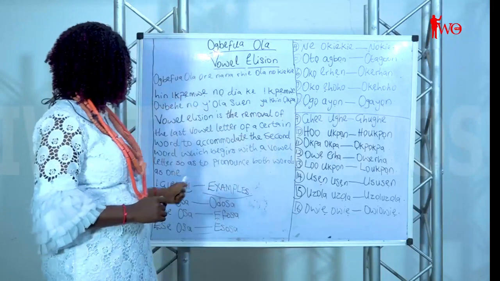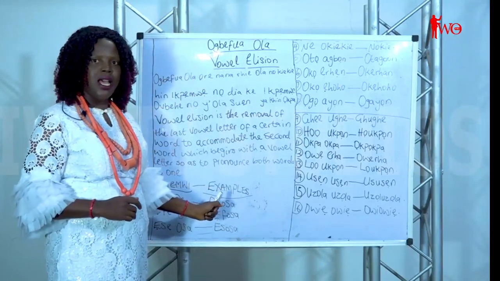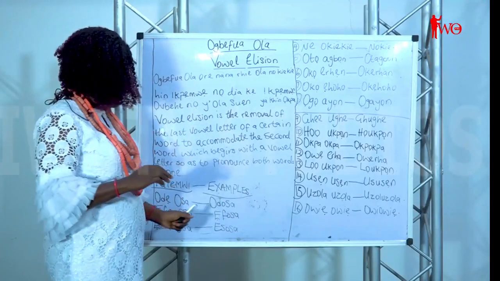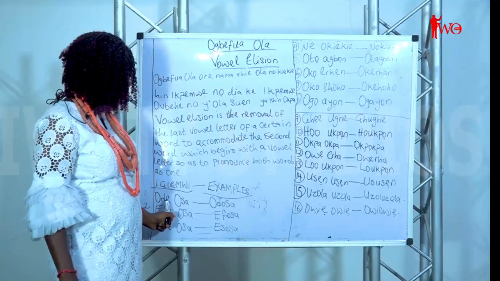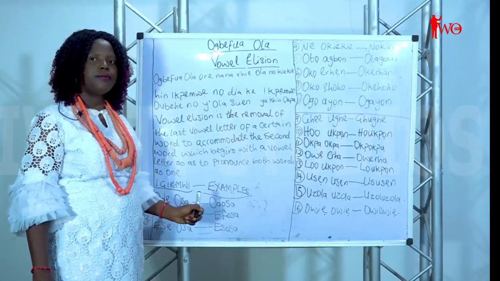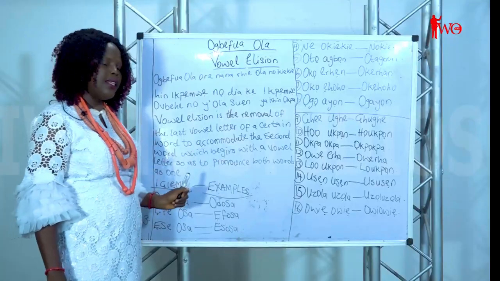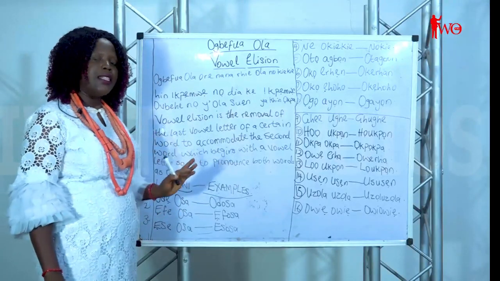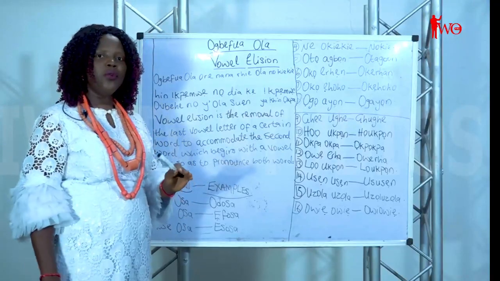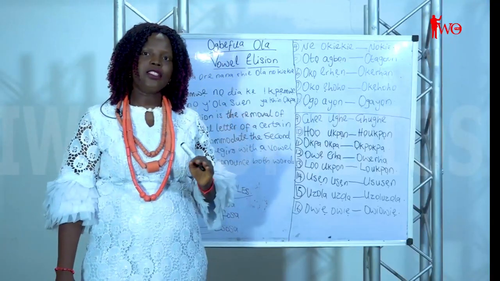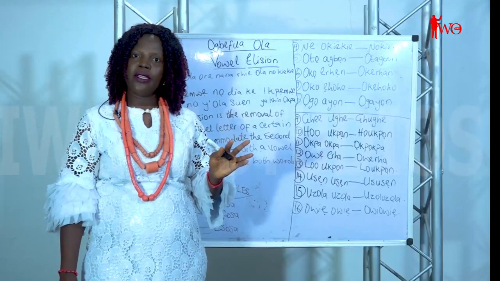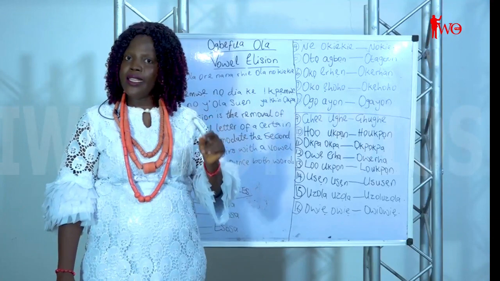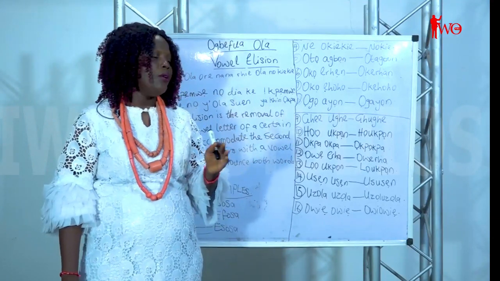But in order for this word to make more sense and to have a free flow pronunciation, this first vowel letter has to give way. This first vowel letter has to give way. Remember, I said that the first word has to begin with a noun. It can be a verb, but it has to be a noun. Why do I say a noun?